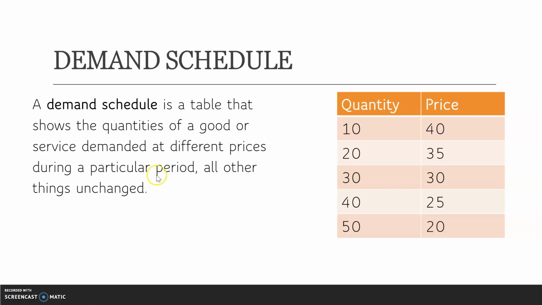What you should notice from my demand schedule is what I mentioned earlier in the law of demand. As price increases, price is going down, the quantity that's being demanded is increasing. So they are going in two different directions. So price changed from 40 to 35 to 30 to 25 to 20. And as it changes, you notice that the quantity that's demanded increases.